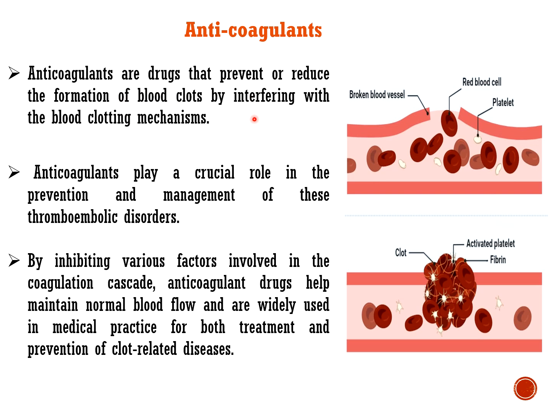Anticoagulants are drugs that prevent or reduce the formation of blood clots by interfering with the blood clotting mechanisms. In very simple words, during any injury, what will happen? The blood vessel will be broken, and the blood will ooze out. So bleeding will happen. The platelets present in the blood will form a clot. The platelet action is only the formation of a clot. So these anticoagulants are used to reduce the formation of clots.